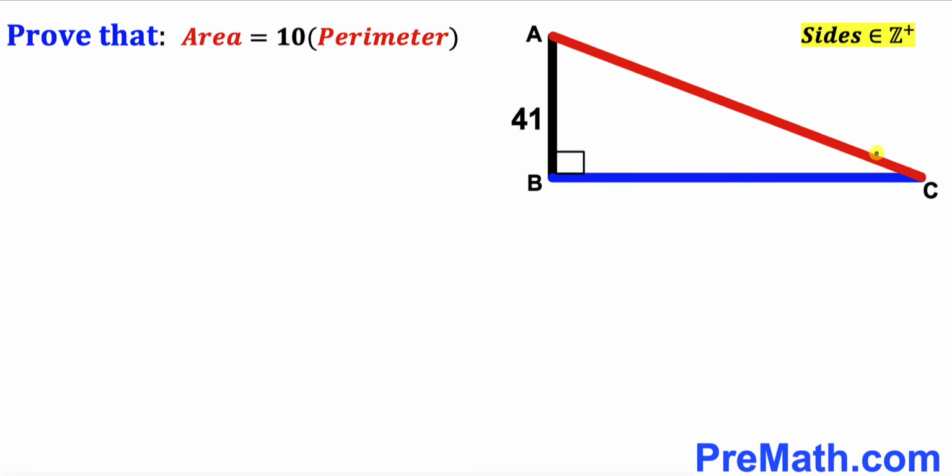Welcome to PreMath. In this video, we have this right triangle ABC, as you can see in the given diagram, such that only one of the side lengths is known. In other words, side AB is 41 units, whereas the other two sides are unknown. Bear in mind that its side lengths are positive integers. Our task is to show that the area of this triangle is equal to 10 times the perimeter of this very same triangle.